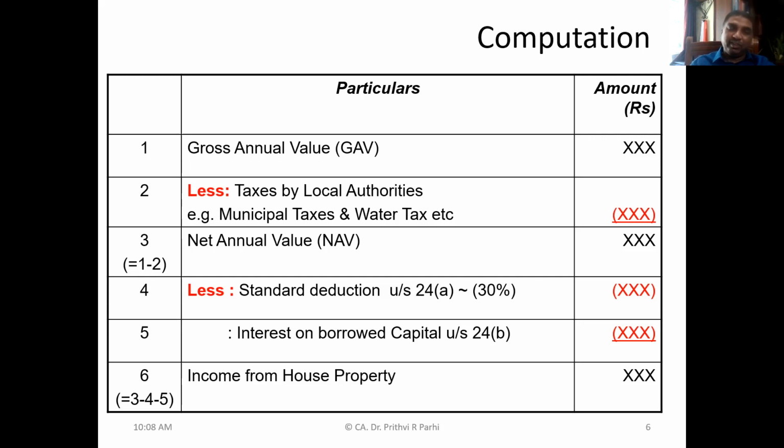So from net annual value, first you have to deduct standard deduction. And you have also seen section 24 has two parts, 24A and 24B. What is allowed under B is interest on borrowed capital. So these are the two deductions: standard deduction and interest on borrowed capital. After deducting these, you will be able to compute the income from house property. Did you understand the structure now? Gross annual value minus local authority taxes gives you net annual value. Therefrom, two deductions: standard deduction and interest on borrowed capital.